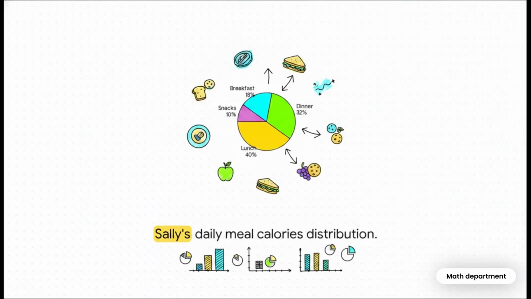And finally, Section 5, the final challenge. You've done absolutely fantastic work so far, but it's time for our final knowledge check to see if you've truly mastered these concepts. Here we have a pie chart showing how Sally distributes her daily calories.